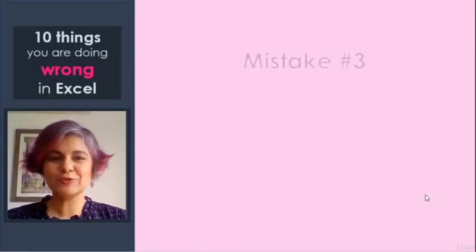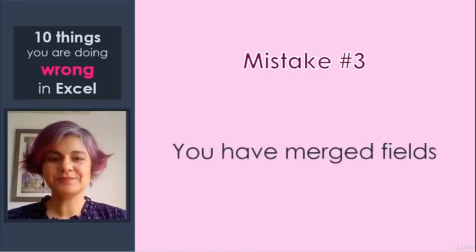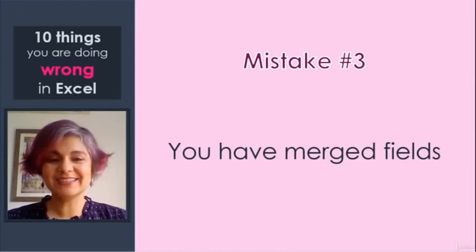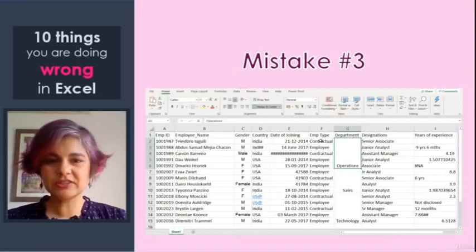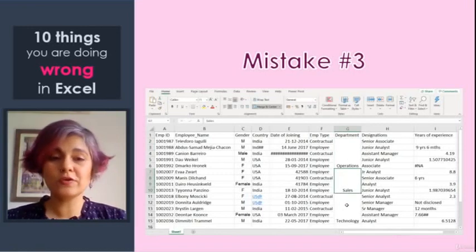Jumping into mistake number 3, and this is another common one. In fact, this is something that you will notice extremely frequently. It is the bane of any data scientist's life, and I just hate it when I get data which has merged fields. Look at our spreadsheet over here. You can see that in this spreadsheet, I have this column called department, where it just says operations. So all of these rows have been clubbed together under one cell, and it says operations. And then so and so forth for sales and for technology.